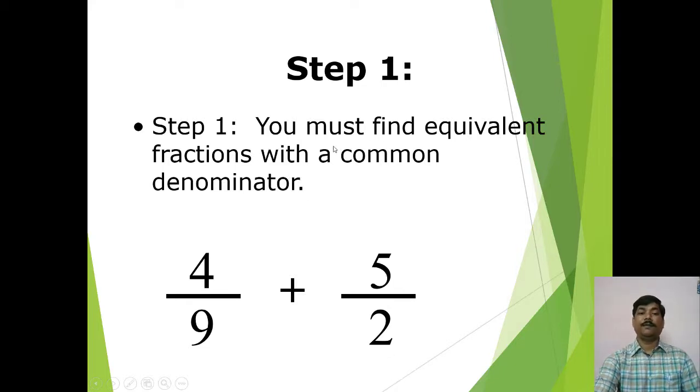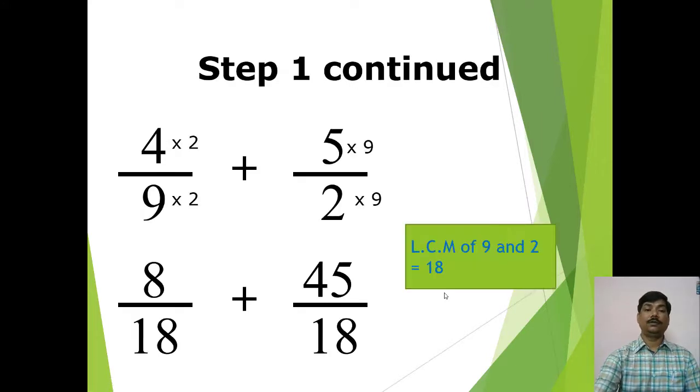Same as before, in the first step, you must find the equivalent fractions with the common denominator. You have to make these fractions like fractions by multiplying numerator and denominator by the same number. But what will be that same number? To find that number, you have to take the LCM of the denominators. The LCM of the denominators is 18.